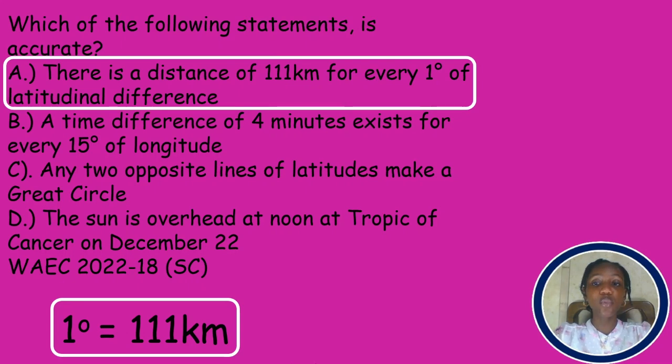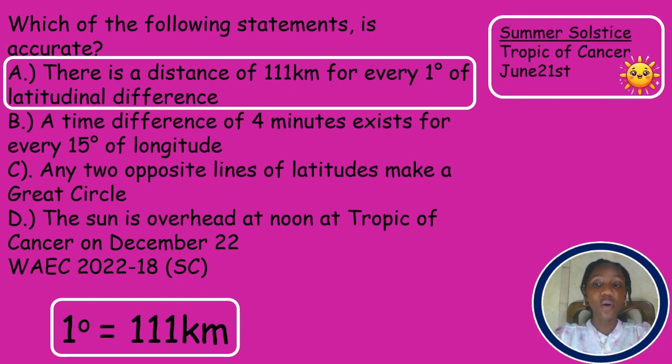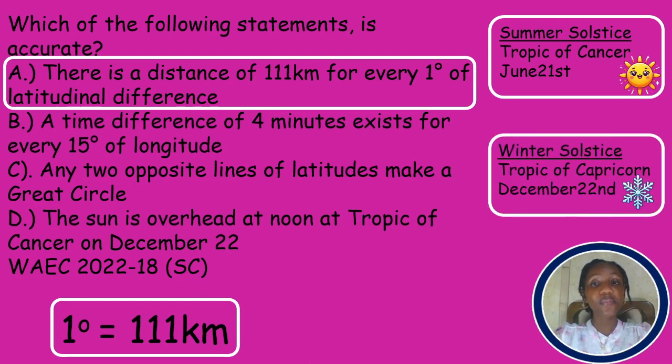Option B and C will be mentioned in part 2 of this video on calculations on longitude, while option D is related to rotation and revolution of the Earth, specifically equinox and solstice. And you have to know the date when they occur, as there will be objective questions testing this fact alone. Option D is wrong because the sun is overhead the Tropic of Cancer on June 21st, resulting in the summer solstice. While on December 22nd, the sun is overhead the Tropic of Capricorn, resulting in the winter solstice.